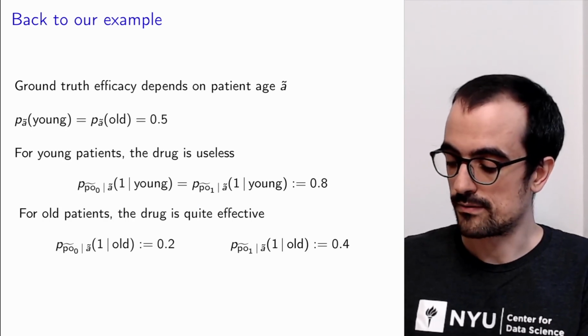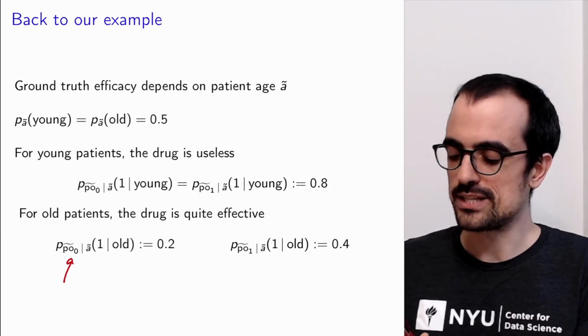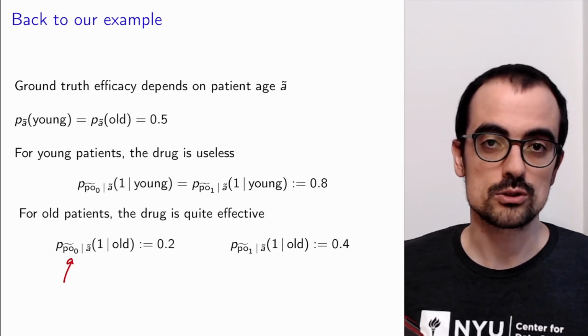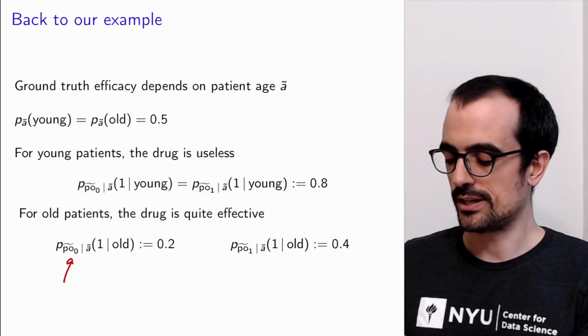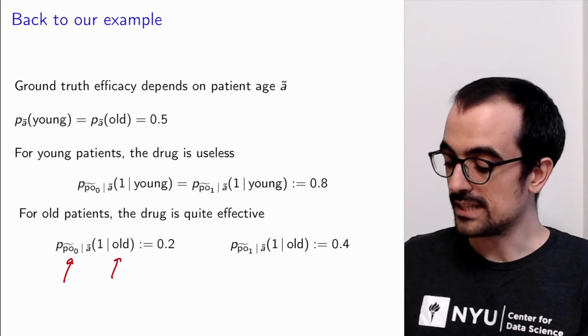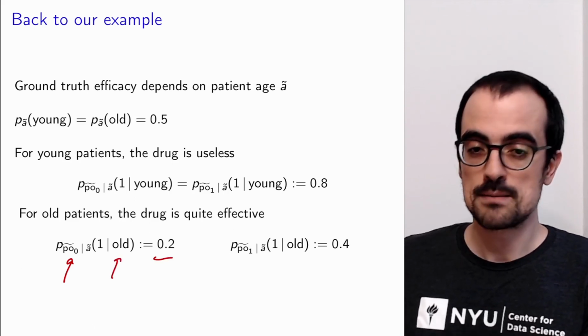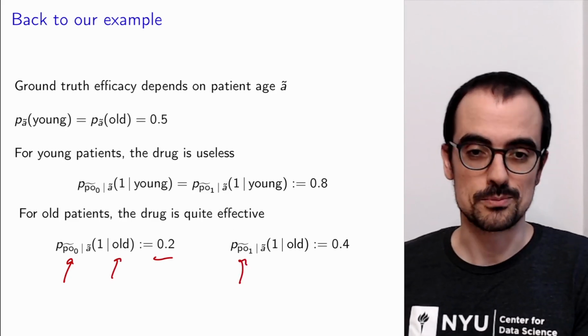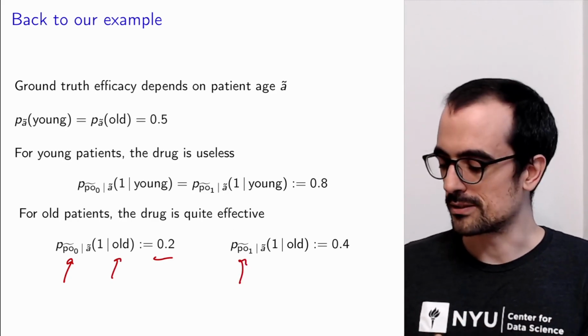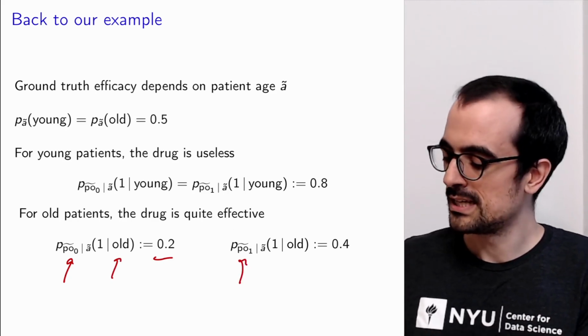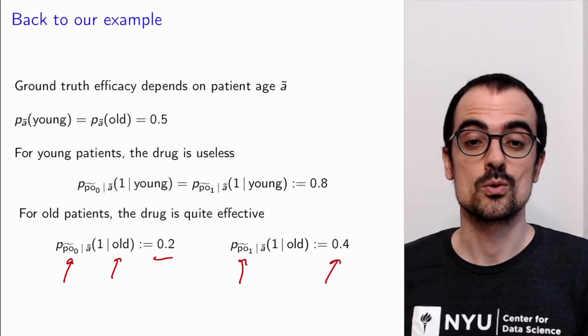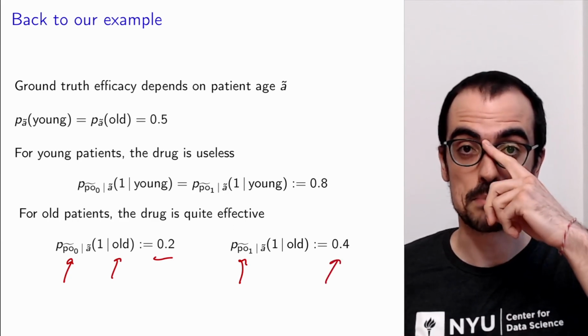So if we didn't treat any of the old patients, that's what the potential outcome indicates, conditioned on age equal to old, then 20% of them would recover. But if we treated all of them, that's what the potential outcome associated to treatment means, conditioned on old, then 40% of them would recover. So this is actually a pretty big difference.